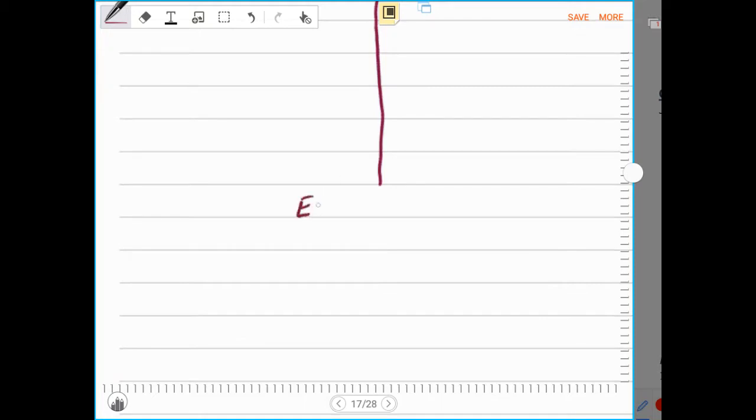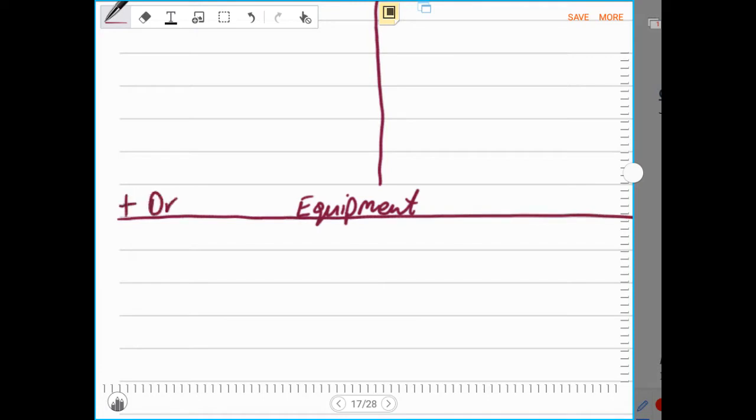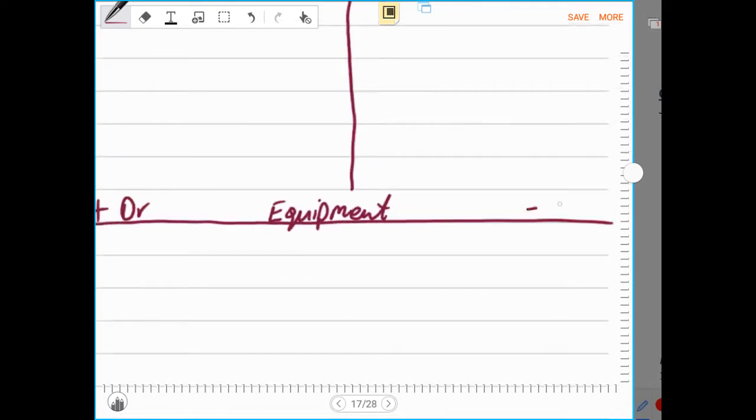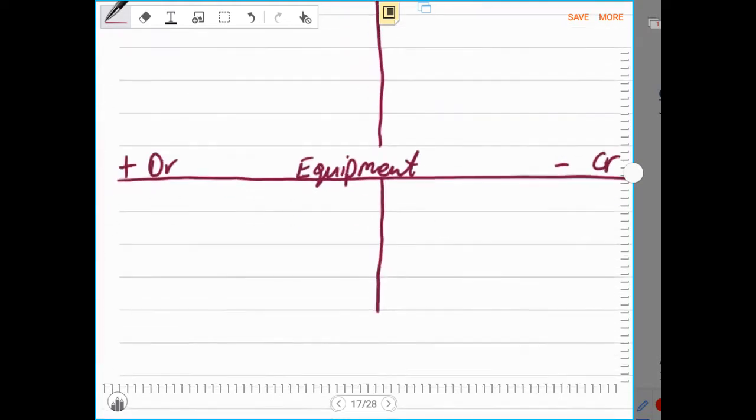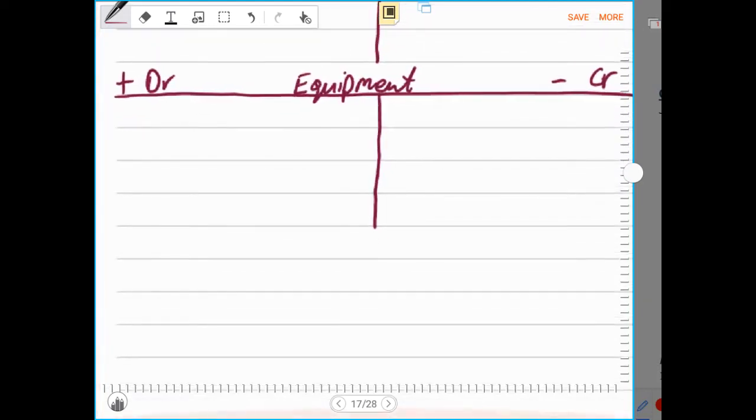Then after, we have another entry for equipment, and we also know that equipment is an asset, and assets increase on the debit side and decrease on the credit side. In this case, we bought more assets, therefore our assets will have to increase. And the next one will be capital contribution.